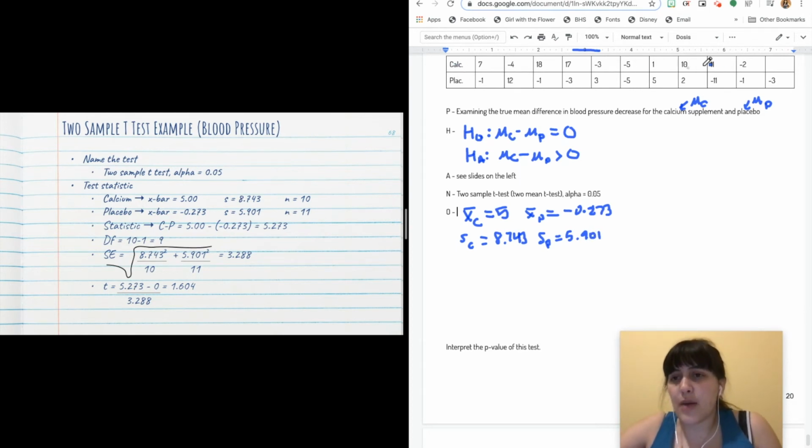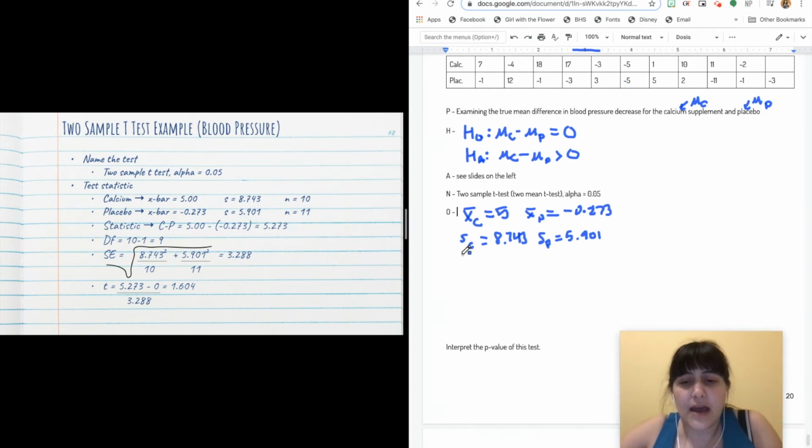It makes sense that these numbers would be pretty big. If you look up at the range of numbers for calcium, see how it ranges all the way from positive 18 down to negative 5. So pretty big standard deviation there. And the placebo doesn't range quite as much. It's a little bit more balanced.